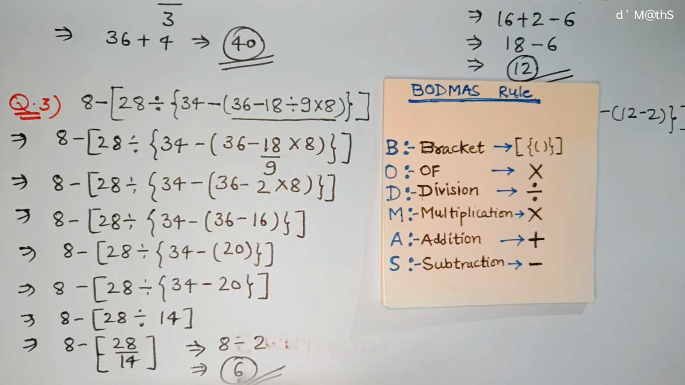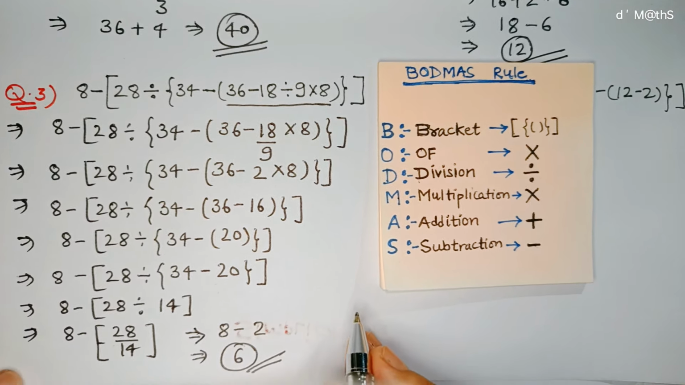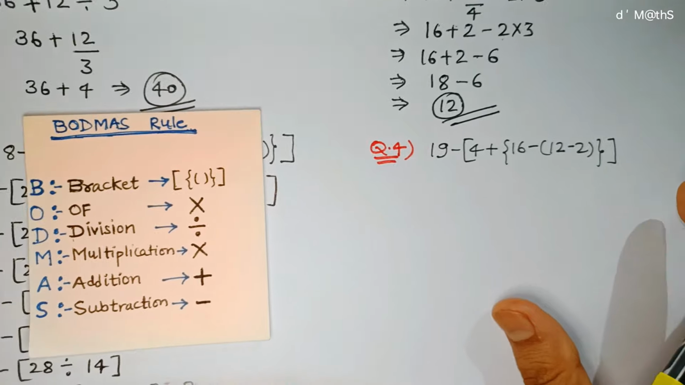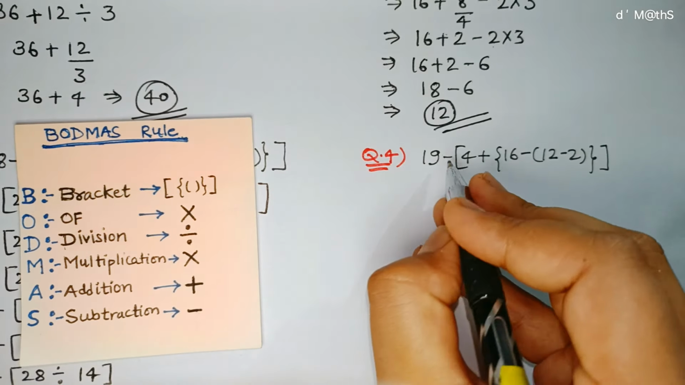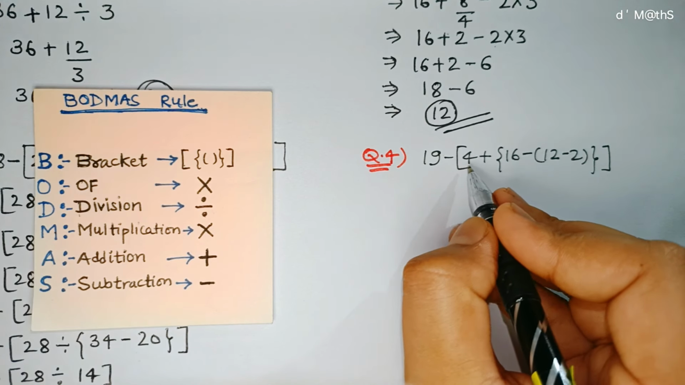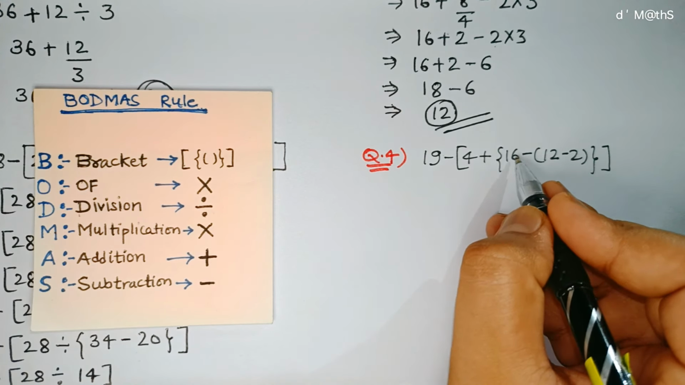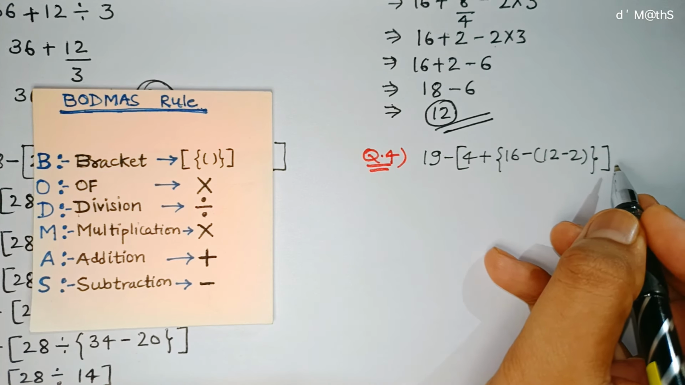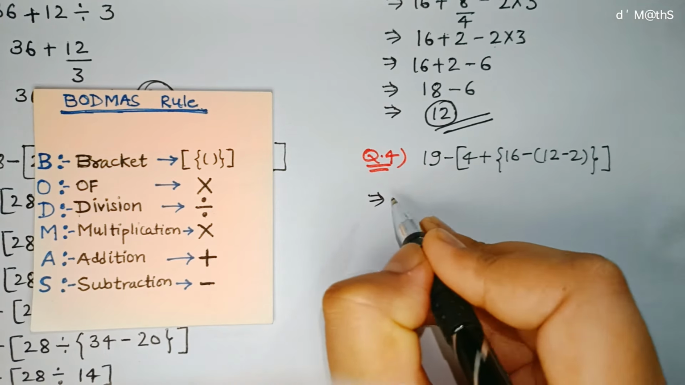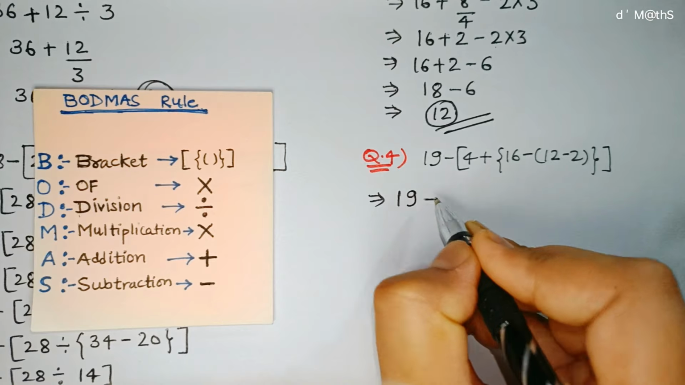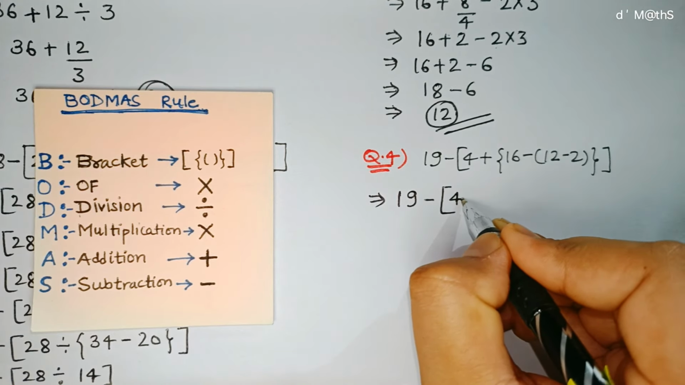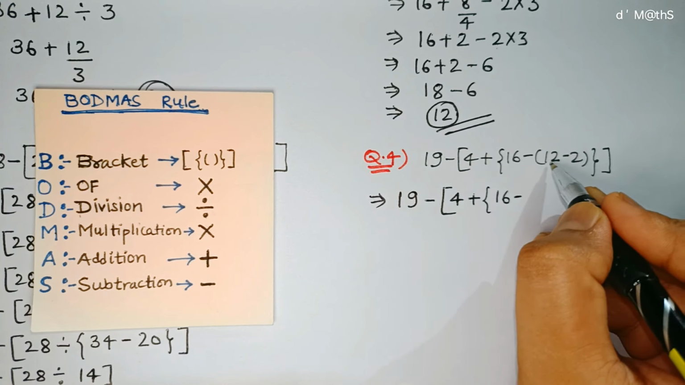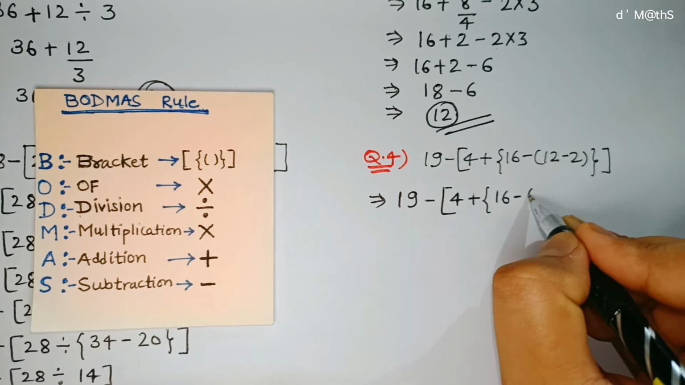Hope you got the answer. 6. After that we will move to the fourth question. The question says 19 minus big bracket 4 plus curly bracket 16 minus small bracket 12 minus 2, then curly bracket closed, then bracket closed. First of all you will write 19 minus, and under the big bracket 4 plus curly bracket 16 minus, and under the small bracket 12 minus 2, how much will it be? It will be 10.